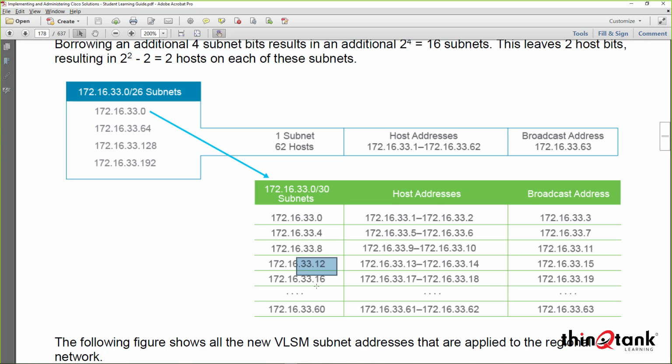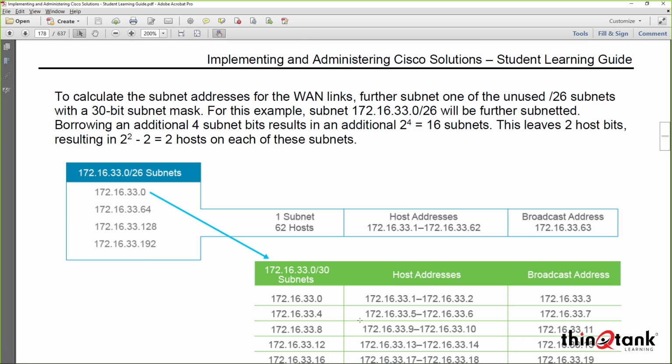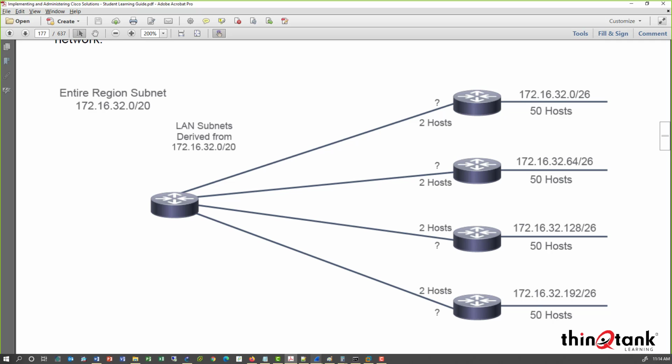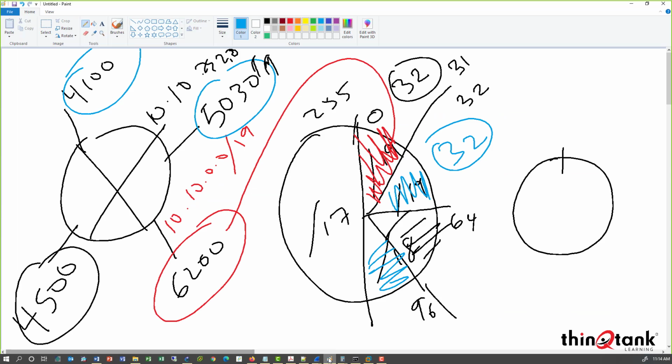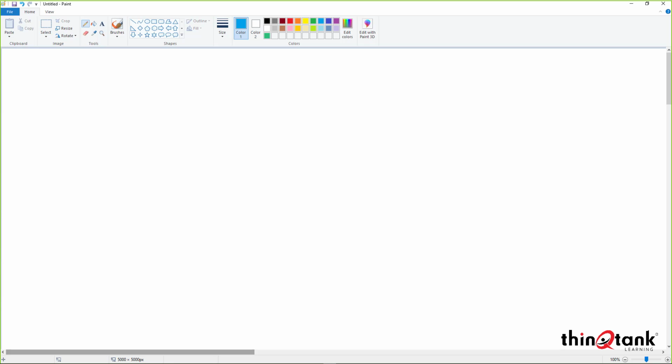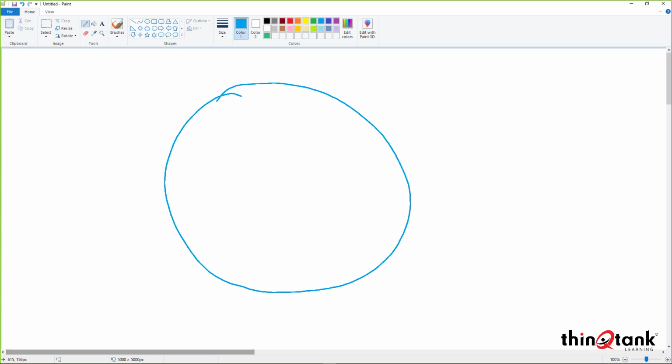Think about it though, would we technically need to create all the way up to 33.60? Not necessarily, right? Because if you look at the diagram here, we need 4 of those /30 networks. So let's go back here and let me draw a circle and show you what I mean. Here's, I guess, logically what we would have created.